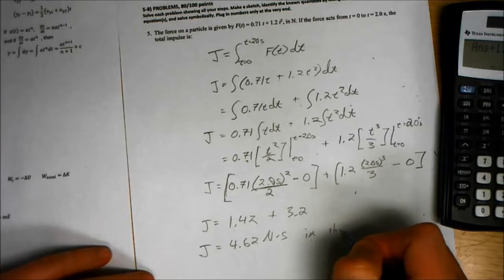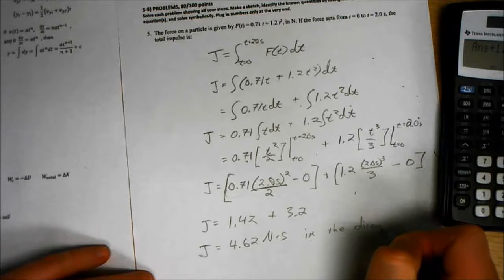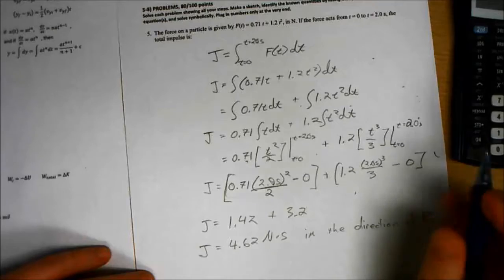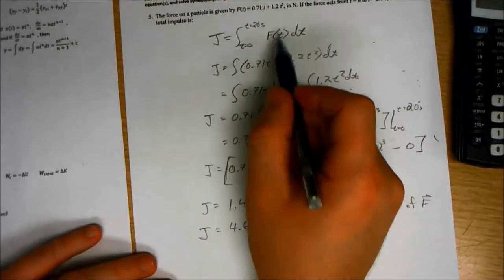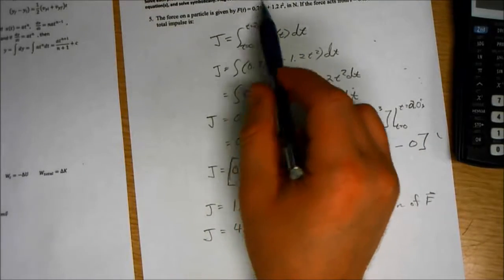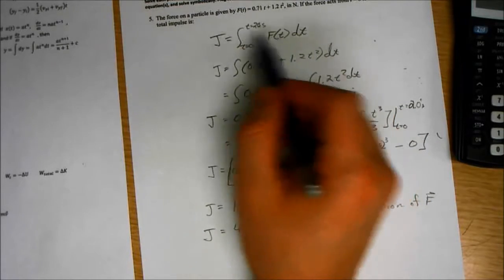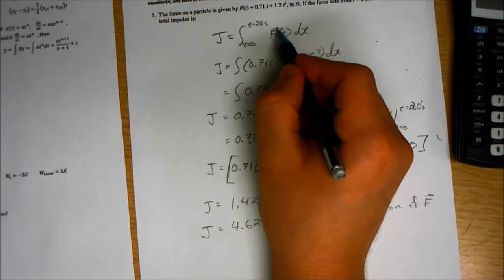in the direction of F. And that's just because F is a vector. It's a one-dimensional vector from this equation here, but we know that J has to be in the direction of F because these are both vectors.